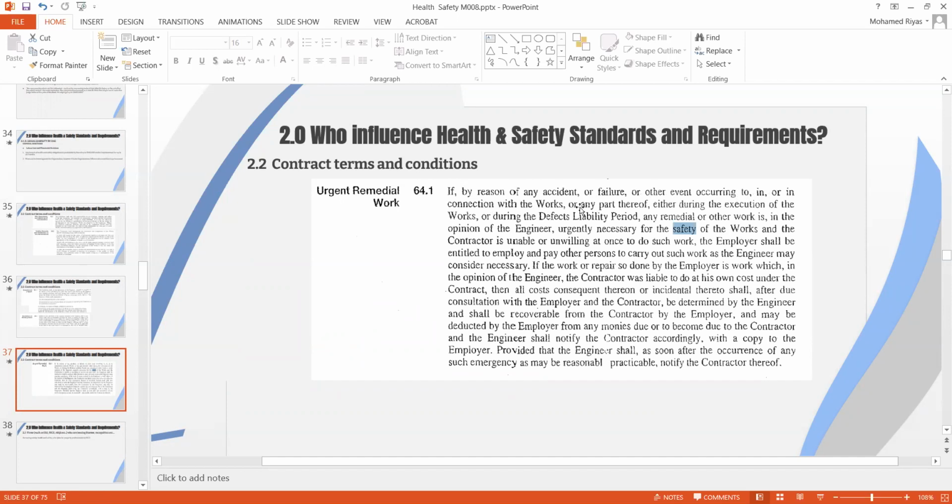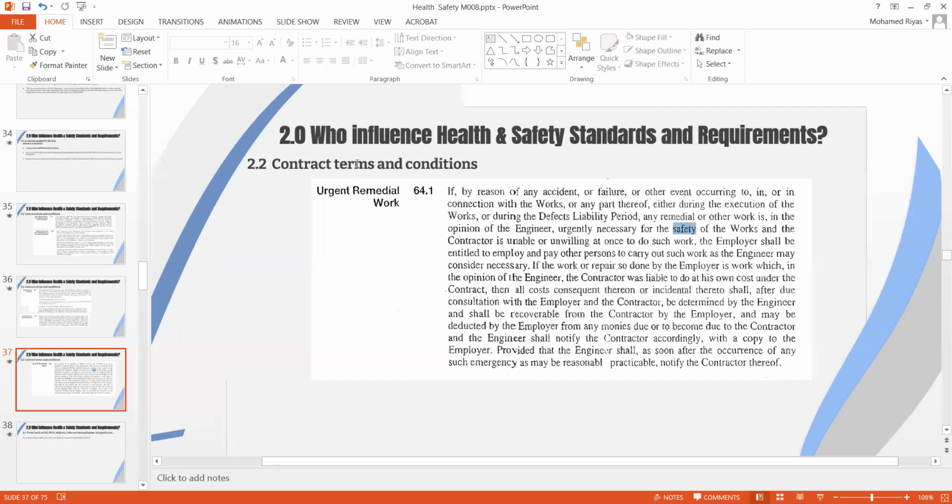So if there is any urgent remedial work required in regards to the safety of the works, the contractor needs to carry out. It has been written as an obligation in the contract. So what Felix is trying to emphasize is the safety standard all the time at site on the contractor's shoulder. He's taking the liability, and he's the one who needs to take all the precautions when it comes to the safety standards. This is the contractual provision.